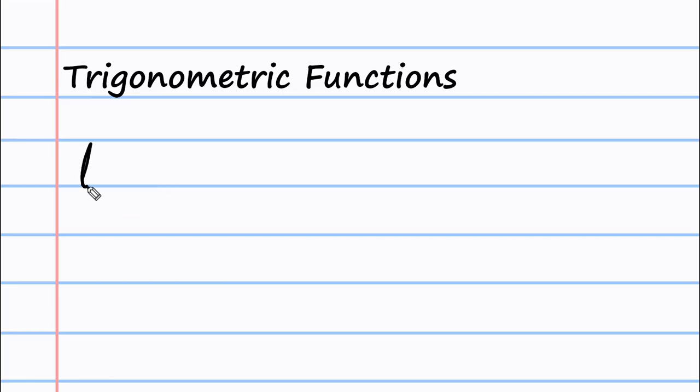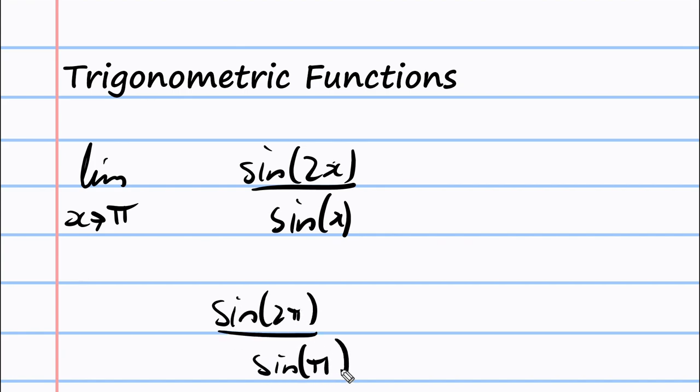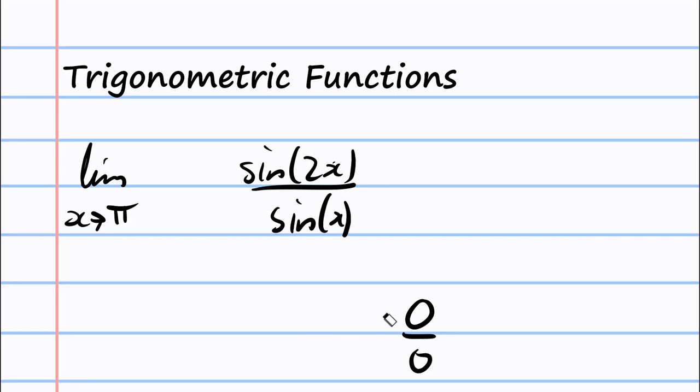So now I have another problem I'd like you to solve. The limit as x approaches pi of sine of 2x divided by sine of x, okay? So when you plug in pi for x here, you're going to get sine of 2 pi divided by sine of pi, right? And that's just equal to 0 over 0, okay? So now that means you have some more work to do.